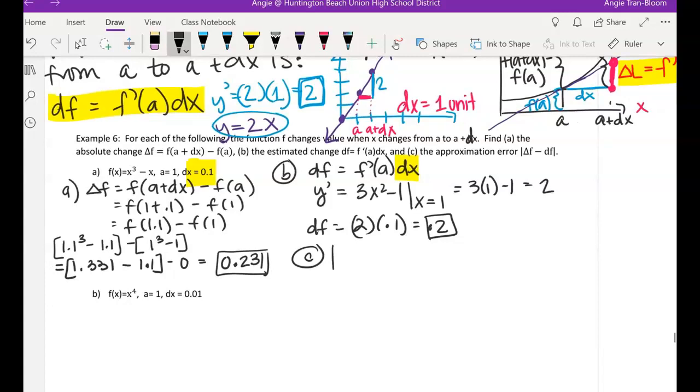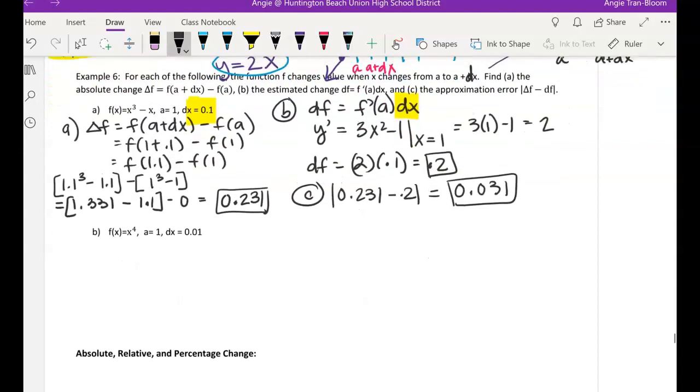Find the error, which is an absolute value. So you're going to take 0.231 minus 0.2. This will give you a change of 0.031. That's not that big of a difference in terms of the actual and the approximation.